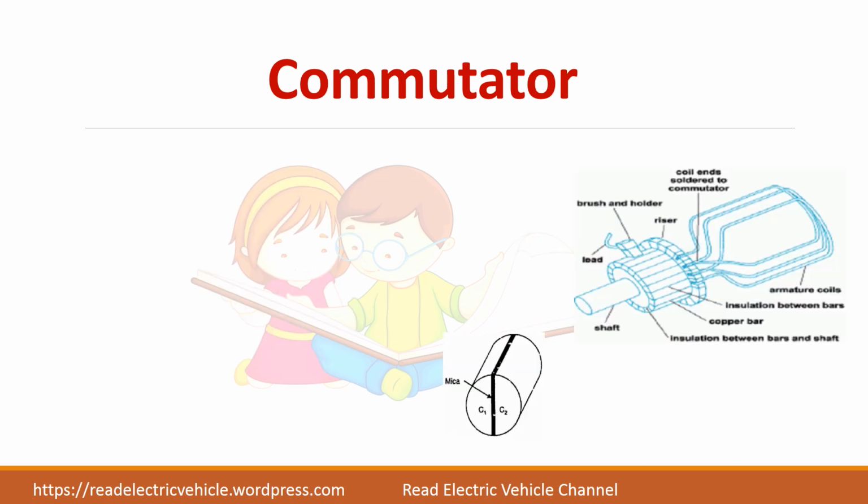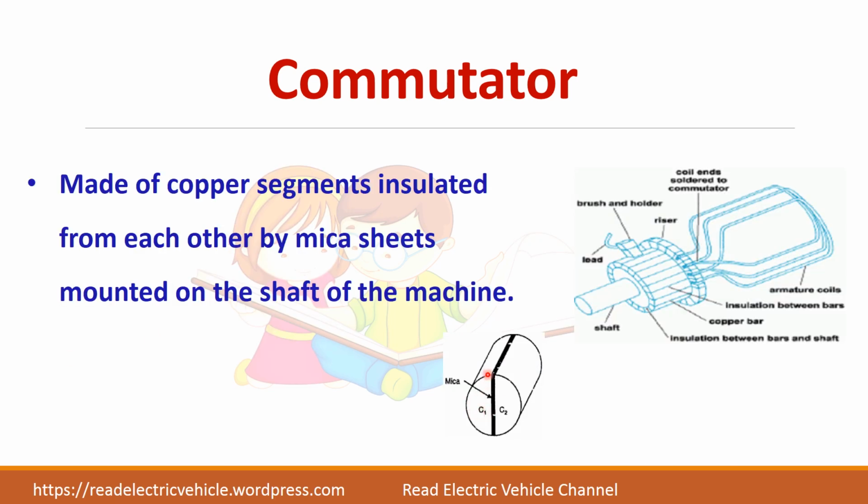In between the two commutator segments, there will be a mica sheet to insulate one from the other. And you can see here the coils are connected to the different commutator segments.